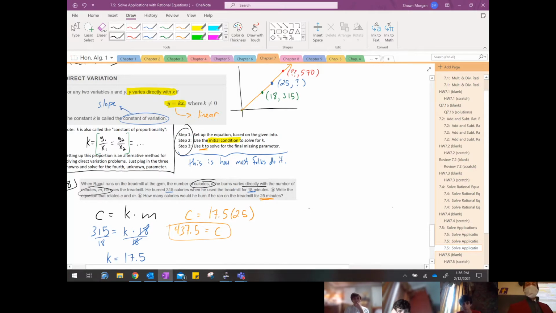Set the formula up as 570 goes in place for C. I know this boy's fixed rate of calories per minute is 17.5, and so the only thing to solve for is M. So we're going to divide 570 by 17.5. What'd you get, Eli? Did you divide? Divided by 17.5. How many minutes? About 32.6 minutes, just rounding. 32.6 is how many minutes he'd have to do. We get that just by dividing.